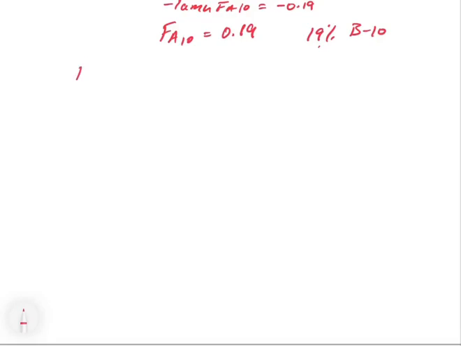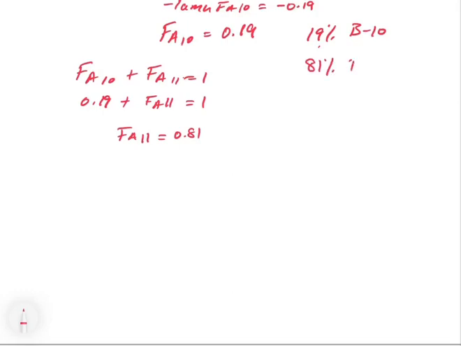And then we can use our simultaneous equation. We had our simultaneous equation that the fractional abundance of 10 plus the fractional abundance of 11 has got to equal 1. So if we want to get the fractional abundance of 11, we just solve for that. We plug in 0.19 plus the fractional abundance of 11 is equal to 1. So for the fractional abundance of 11, we get 0.81, or 81% boron 11.